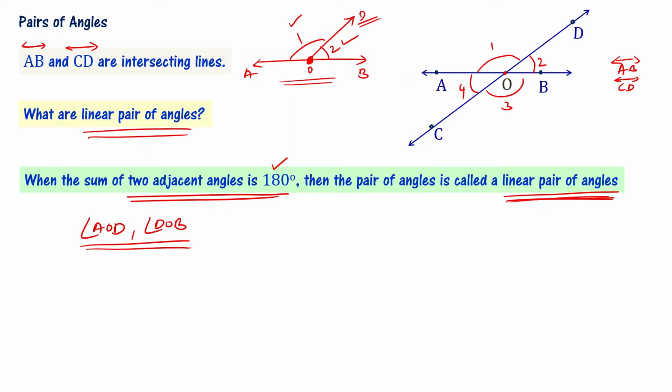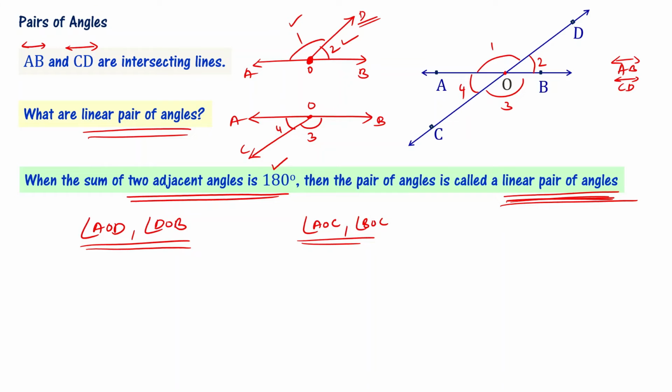Similarly, we can find another linear pair. For that, let me draw line AB again, right? From point O, I have a ray starting from O and that is OC, right? Now look at these angles. This is angle 4 and this is angle 3, right? Their sum is also equal to 180 degrees and they are adjacent angles, right? It means angle AOC and angle BOC. These two are a linear pair of angles.